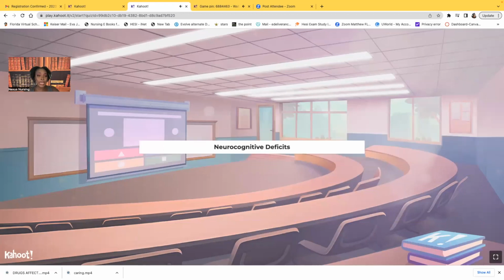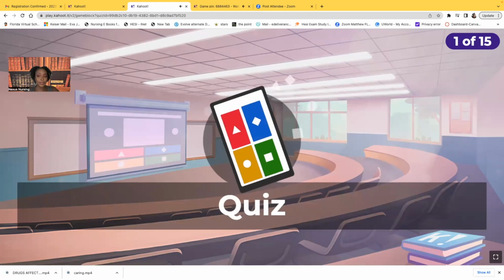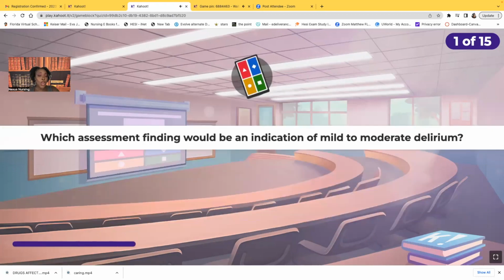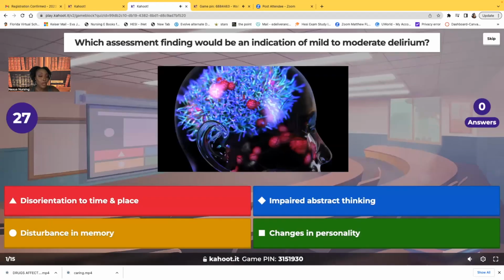Neurocognitive deficits. Which assessment finding would be an indication of mild to moderate delirium: disorientation in time and place, impaired abstract thinking, disturbance in memory, or changes in personality? Which would be an assessment finding that you would find in someone that has mild to moderate delirium?